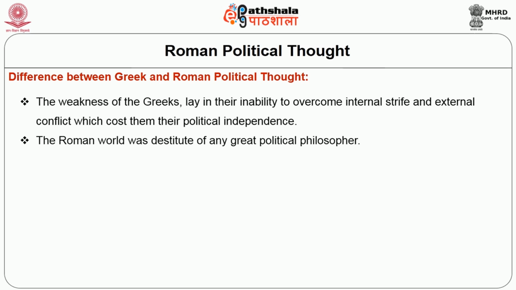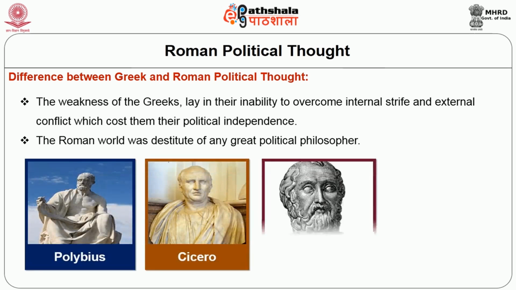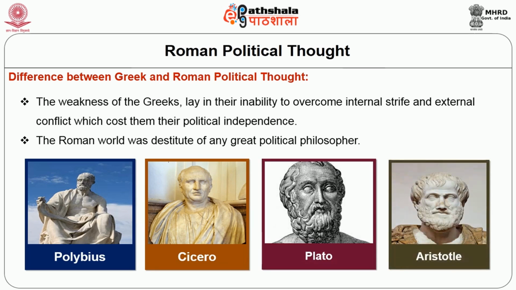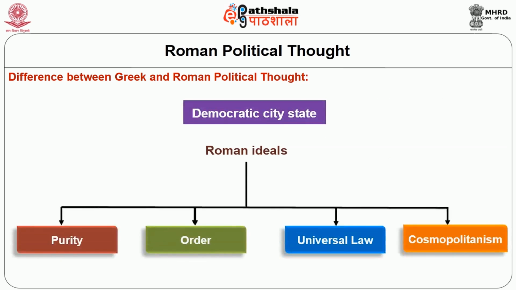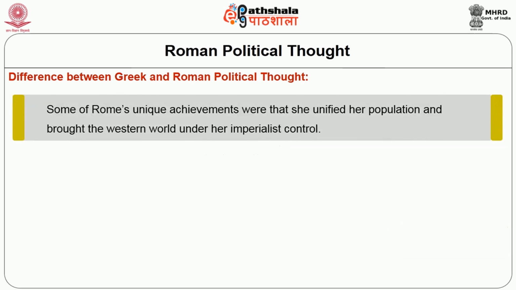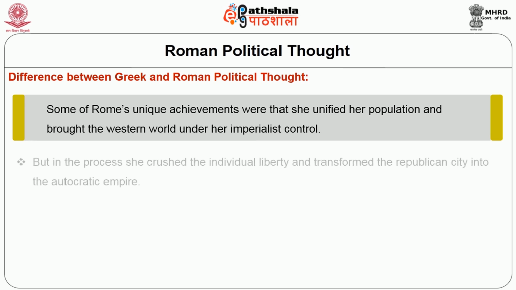The Roman world was destitute of any great political philosopher. Polybius and Cicero were only a poor comparison to Plato and Aristotle in the field of political speculation. The democratic city-state was replaced by Roman ideals of purity, order, universal law, and cosmopolitanism. Some of Rome's unique achievements were that she unified her population and brought the Western world under her imperialist control. In the process, she crushed individual liberty and transformed the republican city into an autocratic empire.